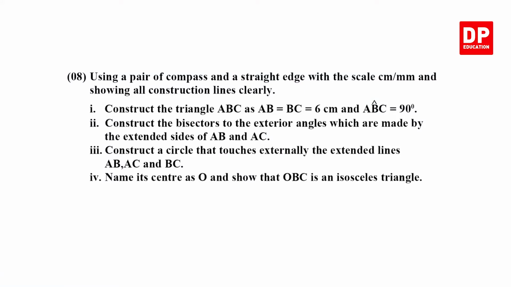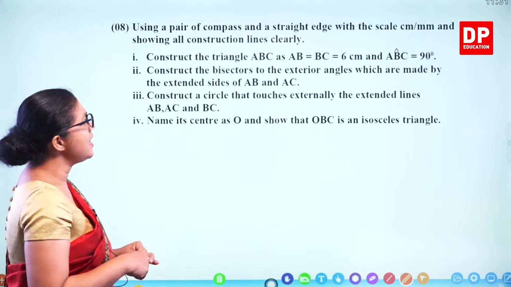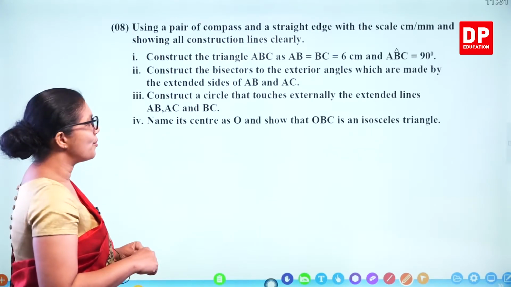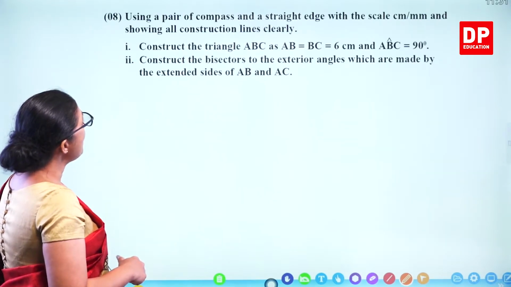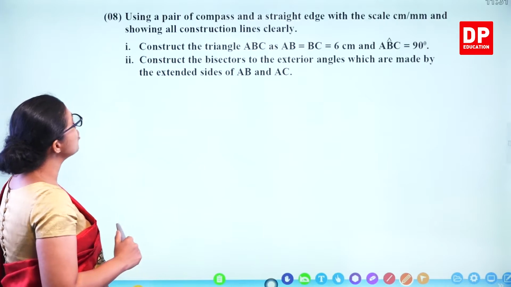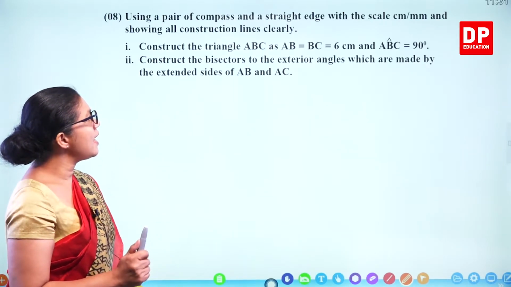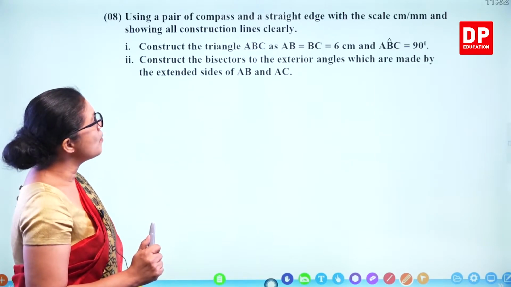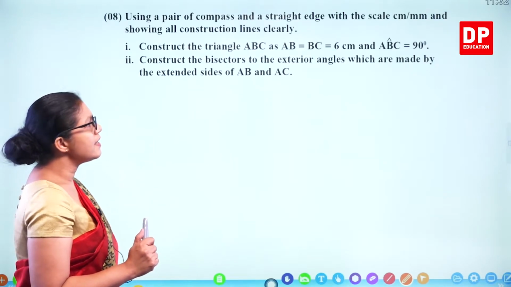Now you can try question number 8. That's a construction question. So you need the compass and the ruler. Using a pair of compass and straight edge with the scale centimeter, millimeter and showing all construction lines clearly, construct the triangle ABC as AB equals BC 6 centimeters and angle ABC is 90 degrees.